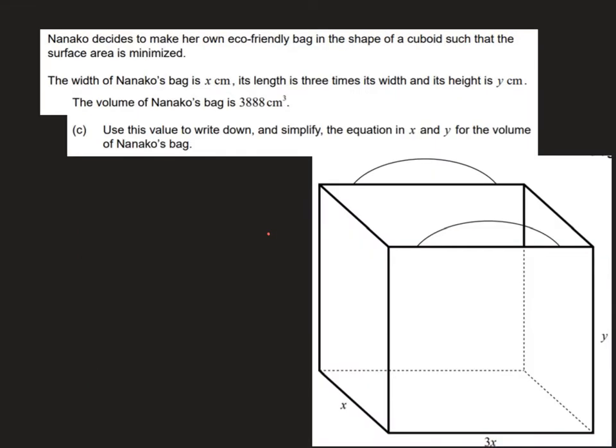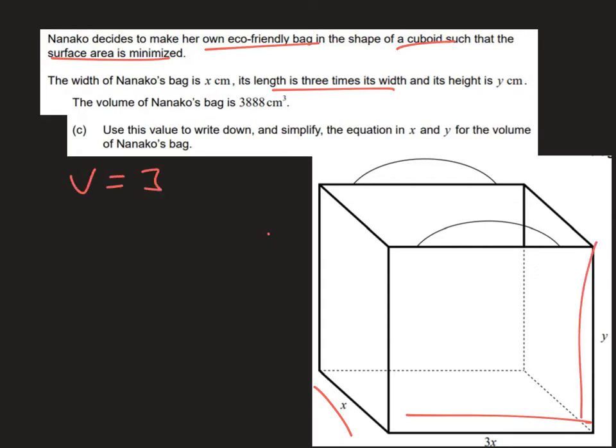In part C, we are told that Nanako decides to make her own eco-friendly bag, also in the shape of a cuboid, such that the surface area is minimized. We know that the width of the bag is x centimeters, and the length is 3 times its width, so that's going to be 3x, and its height is y centimeters. And we're also told that the volume is equal to 3,888 centimeters cubed. And we're asked to write down, which means it should be fairly straightforward, and simplify the equation in x and y for the volume of Nanako's bag.